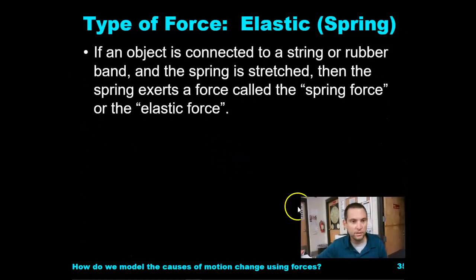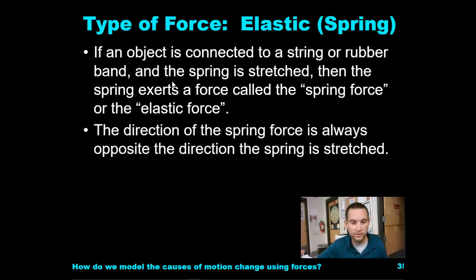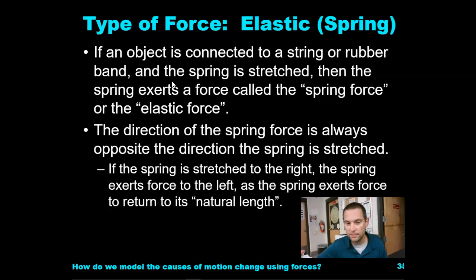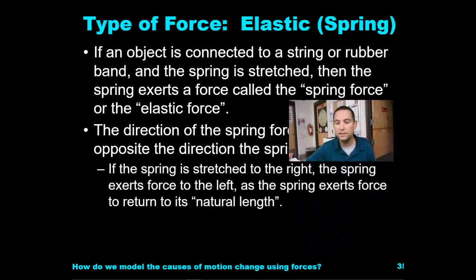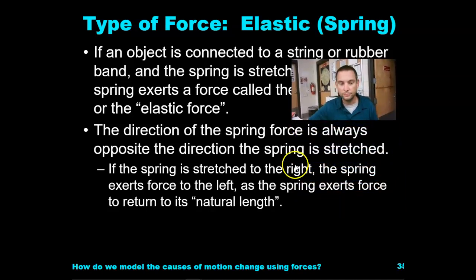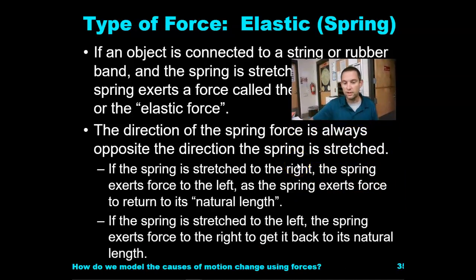Onto elastic springs, or elastic force. If an object is connected to a string or a rubber band, and the spring is stretched, then the spring exerts a force called the spring force, or the elastic force if you prefer. The direction of the spring force is always opposite the direction the spring is stretched. The spring is stretched to the right. The spring exerts its force to the left, as the spring exerts force to return to its natural length. If the spring is stretched to the left, the spring exerts force to the right to get back to its natural length, right? So you pull a spring, it's going to bounce back.